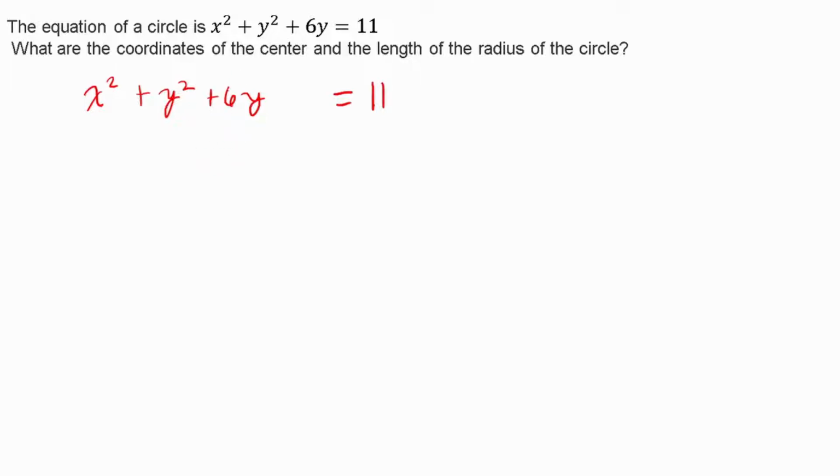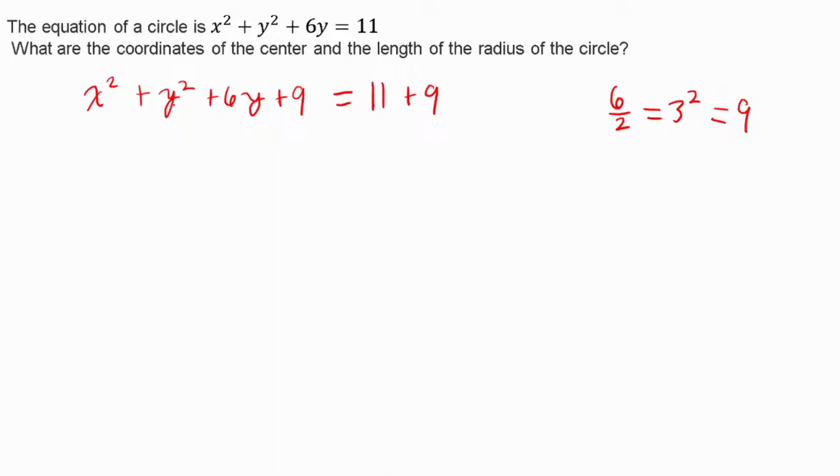And in order to complete the square, we take this number next to my y, so the 6, and we're going to divide it by 2, and then square it. So 6 divided by 2 is going to equal 3. And then we want 3 squared, which will be 9. And what we're going to do is add 9 to both sides of our equation.